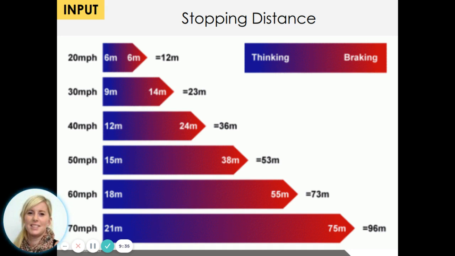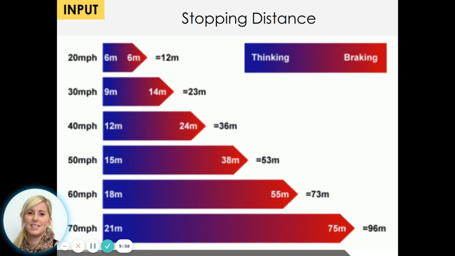If you took a long step, which is roughly a metre, if you've got a car travelling on the motorway, because that's the place that you're permitted to do 70 miles per hour, or on a dual carriageway, if you're travelling at 70 miles per hour, once you've pressed the brake pedal, it's going to take 96 metres to stop the car.